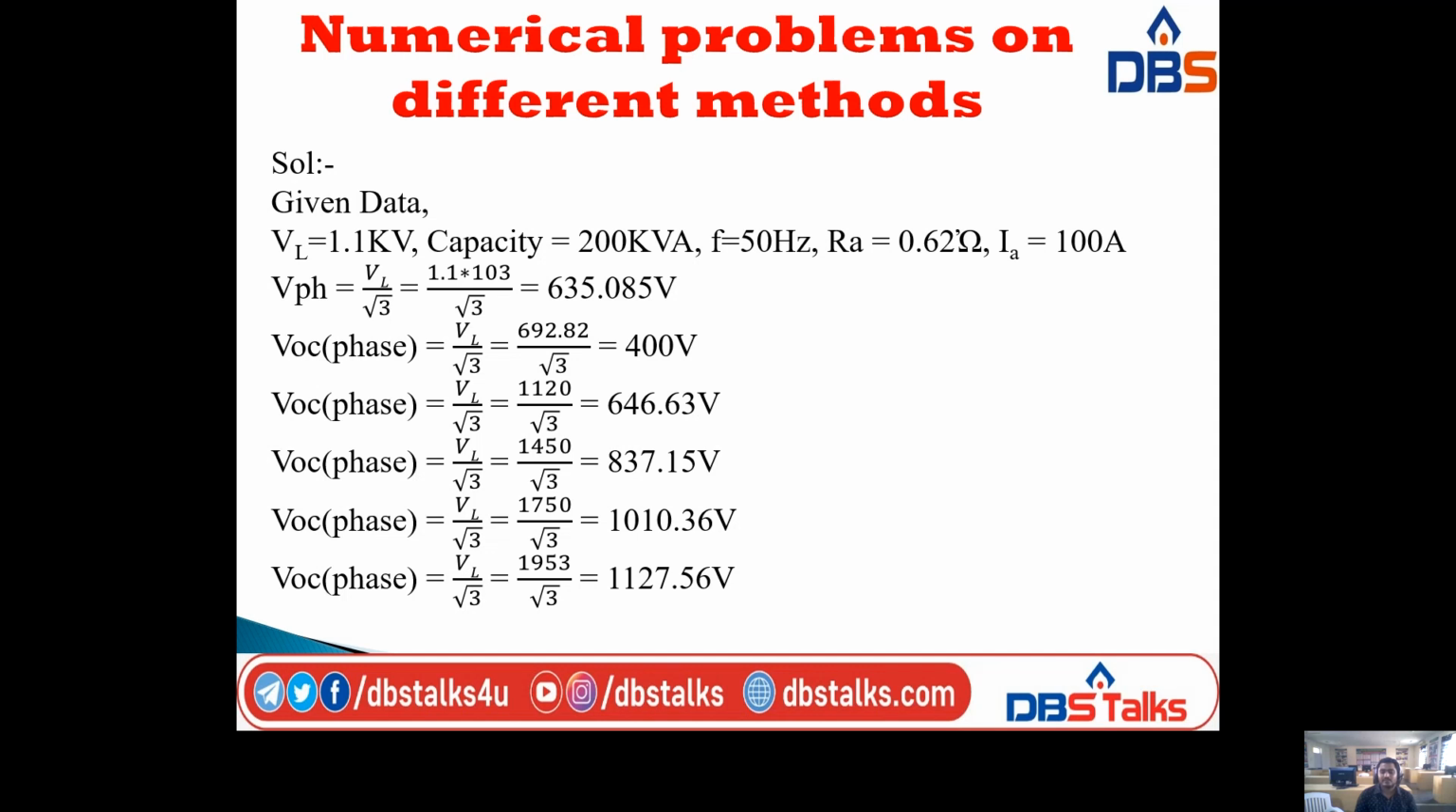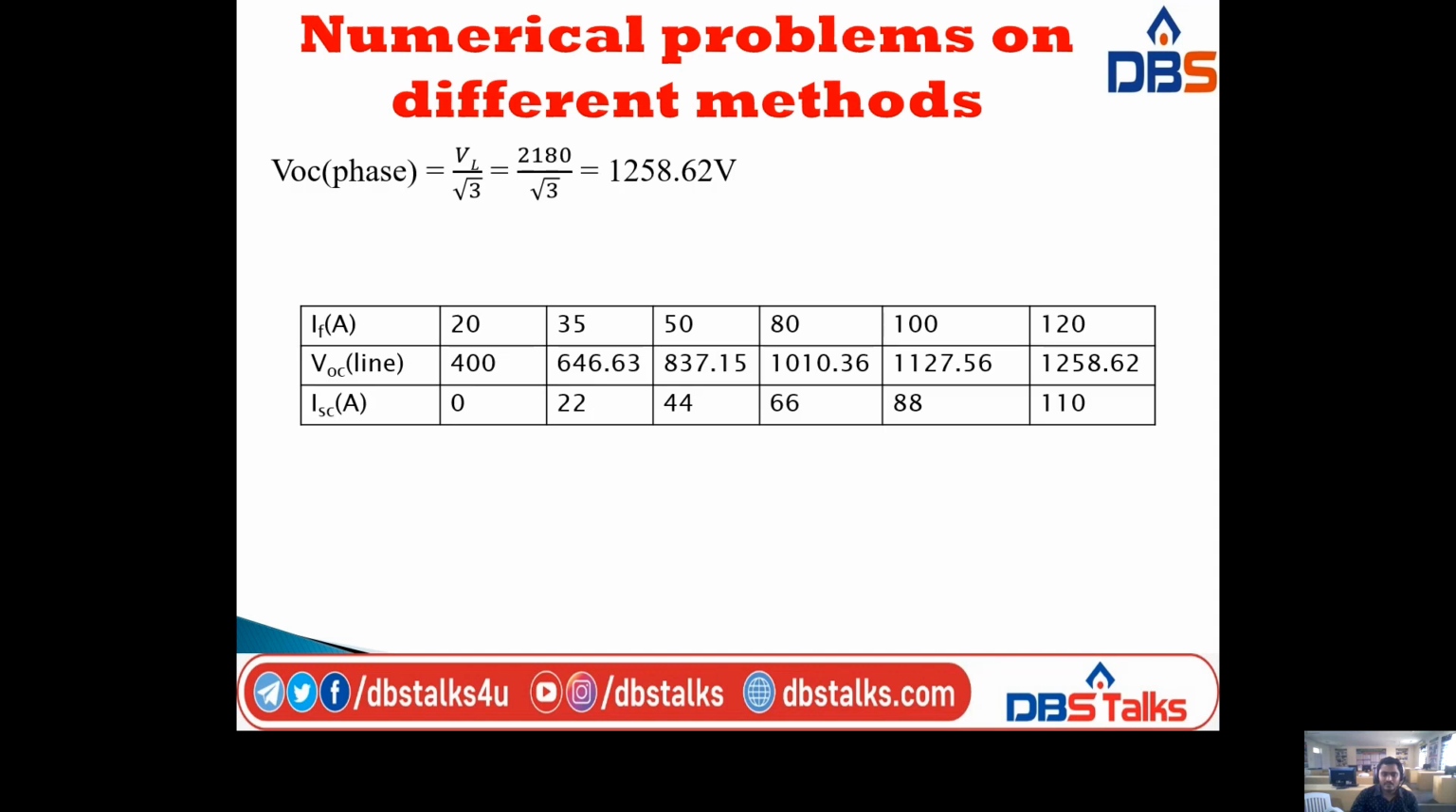Coming to the next one, VOC per phase is equal to VL by root 3. At that time they gave the line voltage as 1953. Substituting 1953 by root 3, we finally have the open circuit voltage per phase of 1127.56 volts. And one more value, VOC per phase is VL by root 3, the last value 2180 divided by root 3, which is equal to 1258.62 volts.